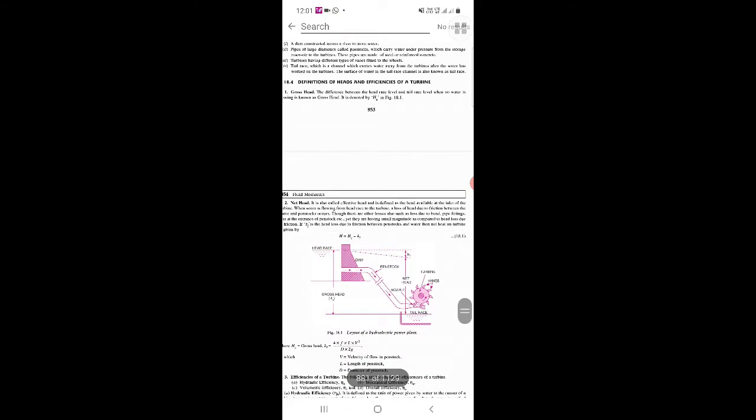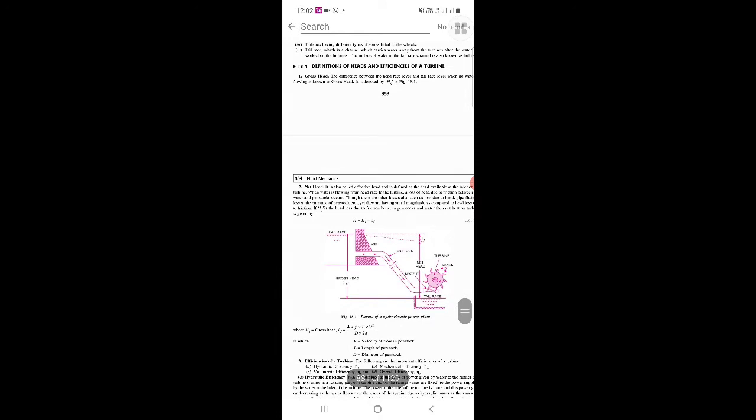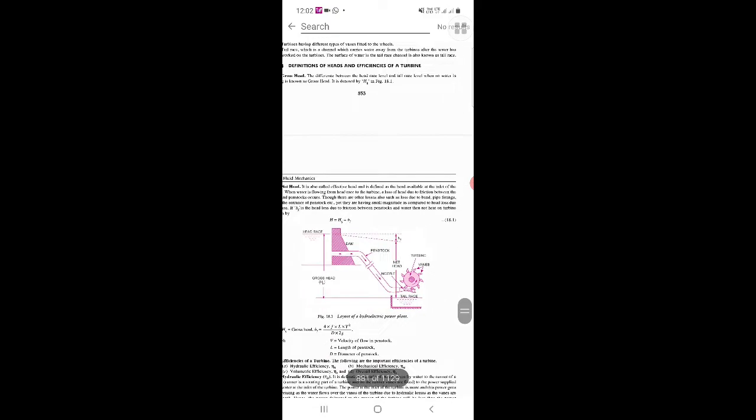So next is the net effective head. Net effective head is defined as the head available at the inlet of the turbine when water is flowing from the head race to the turbine. A loss of head due to friction between water and penstock occurs. There are other losses also, such as loss due to bends and pipe fittings at the entrance of the penstock, but they are small in magnitude compared to the head loss due to friction. So HF is the head loss due to friction between penstock and water.